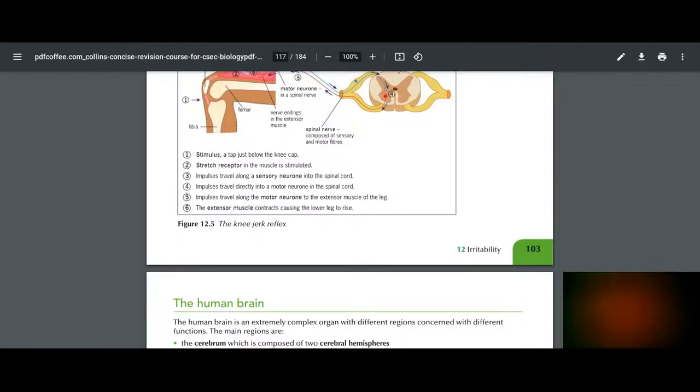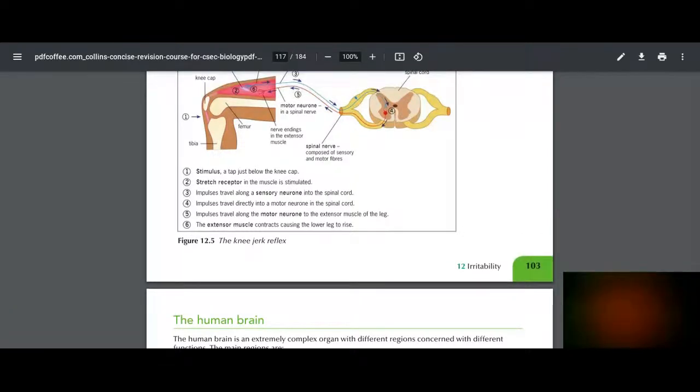Again, the process is: the receptor to the sensory neuron to the relay neuron to the motor neuron to the last one, which is the effector.